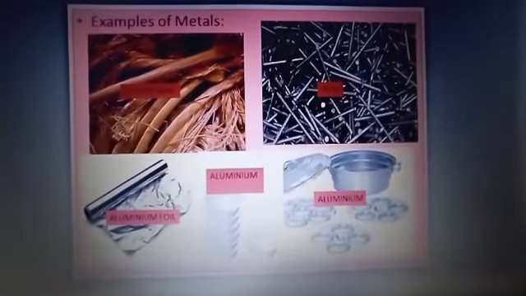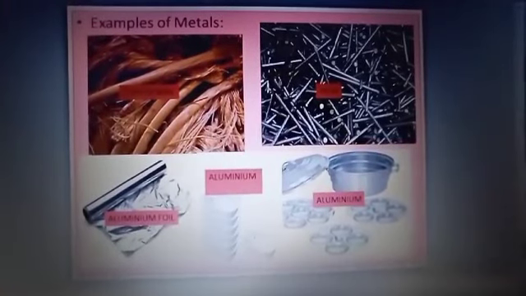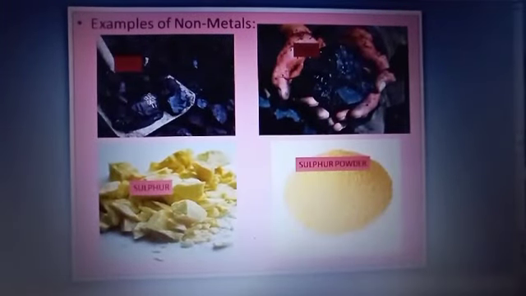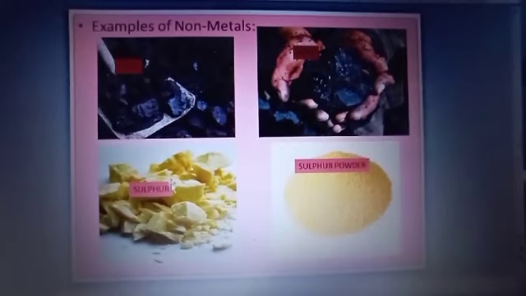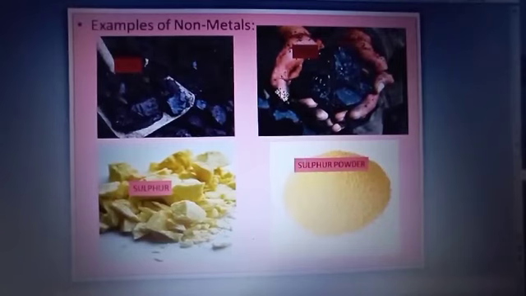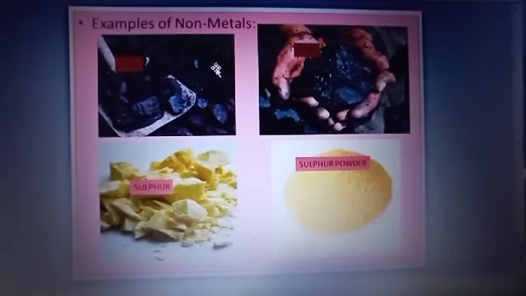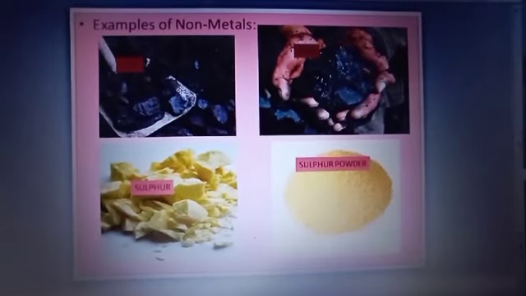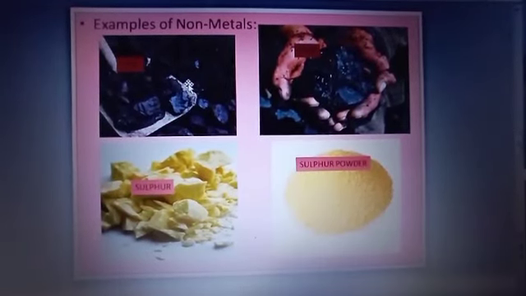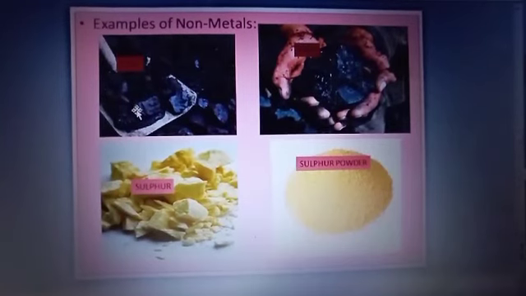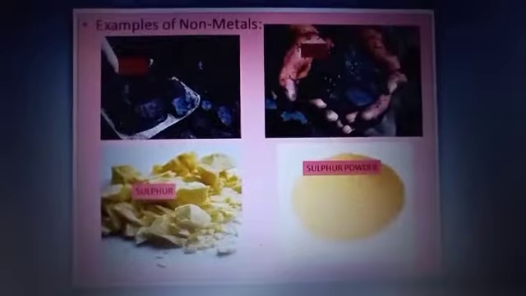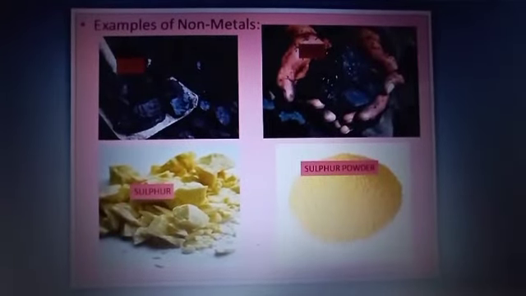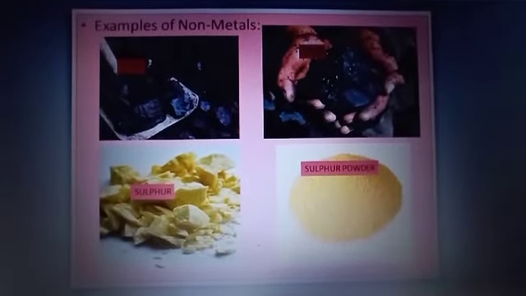And next slide, we will have the examples of the non-metals. Here you see coal and sulfur. So both of them look dull in appearance, and they are also soft as compared to metals. So coal, you see, it is a type of rock that you can use as a fuel. So coal and charcoal are two different things. Don't get mixed up. So I hope from this you will learn how to distinguish between metals and non-metals.